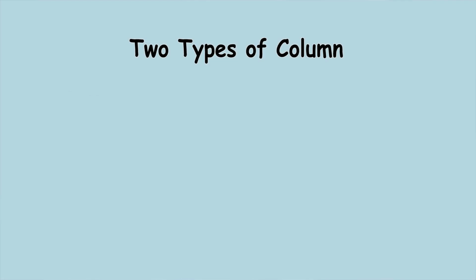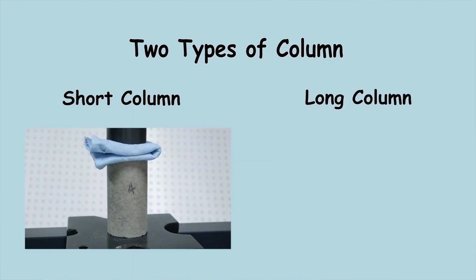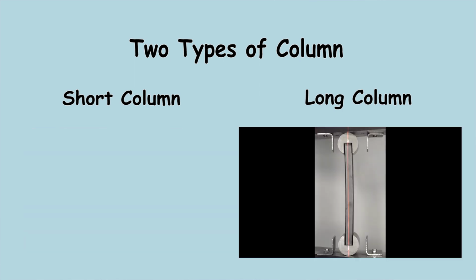On the basis of failures, there are two types of column, short column and long column. The one which undergoes crushing is a short column and the one which undergoes buckling is a long column. To calculate buckling, we should know about Euler theory.